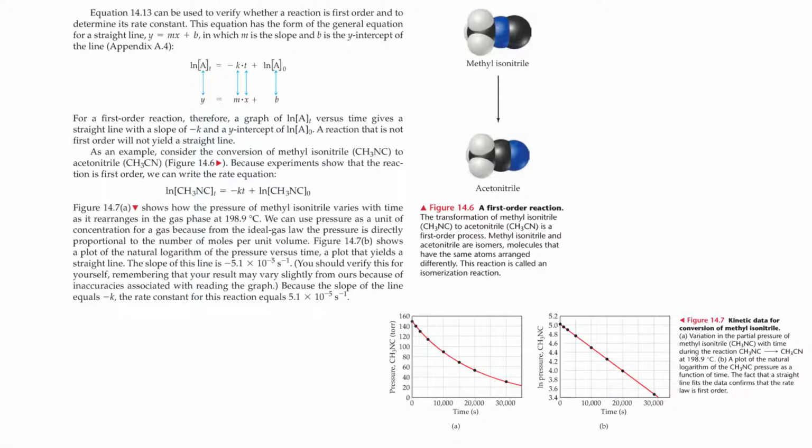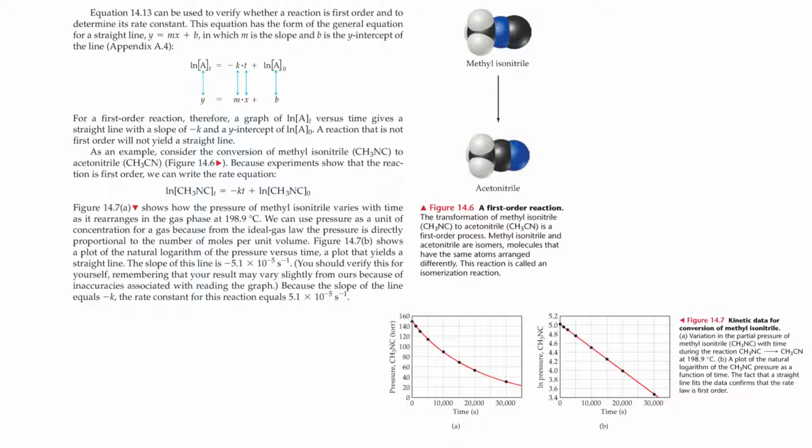Equation 14.13 can be used to verify whether a reaction is first order and to determine its rate constant. This equation has the form of a general equation for a straight line, y equals mx plus b, in which m is the slope and b is the y-intercept of the line. For a first order reaction, therefore, a graph of the natural log of A sub t versus time gives a straight line with a slope of negative k and a y-intercept of the natural log of A sub 0. A reaction that is not first order will not yield a straight line.